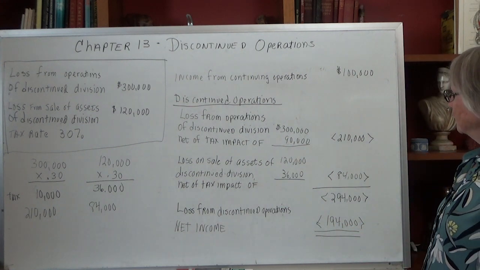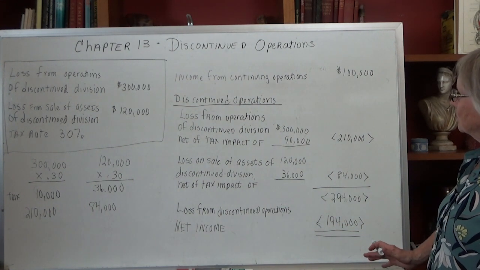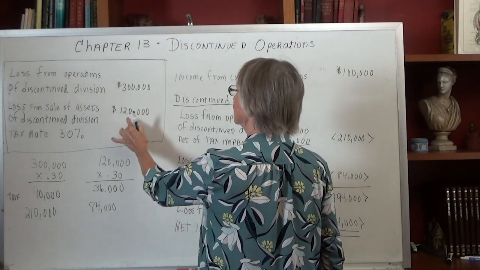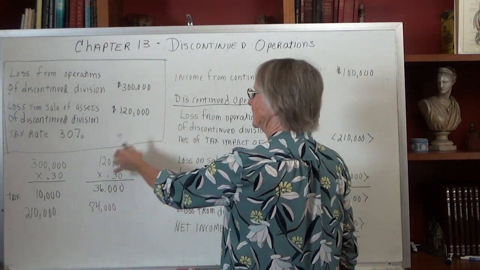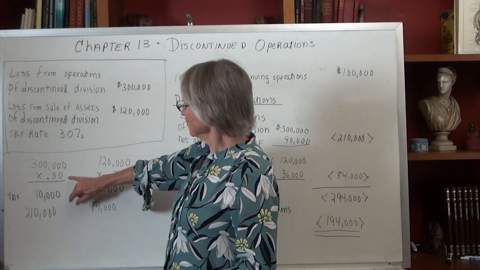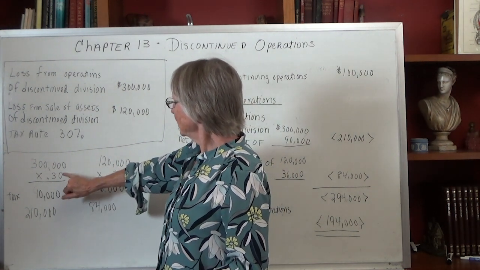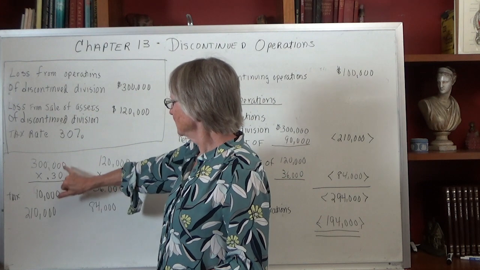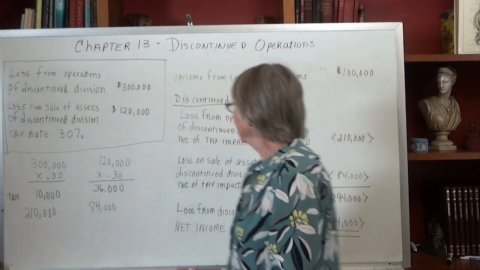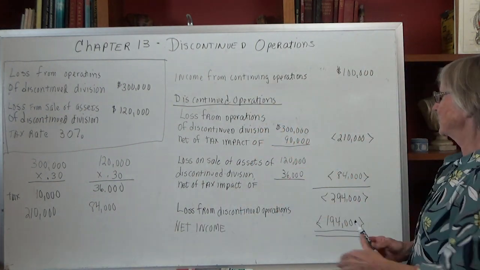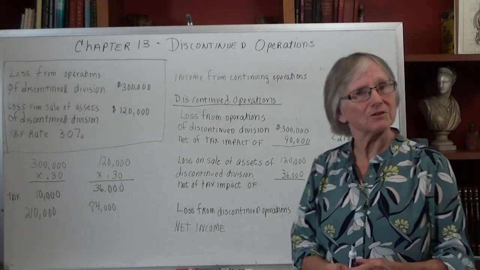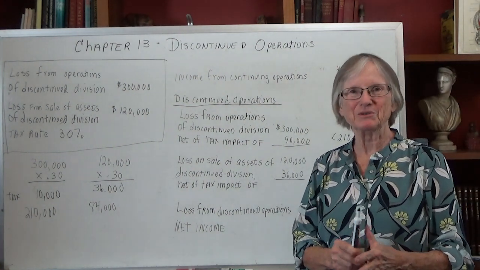So the main points they need to know: you'll be given the loss or gain, the total amount, and you'll be given the tax rate. These have to be reported net of tax, so you do the total gain or loss times the tax rate to get the tax. The total gain or loss minus the tax gives you the net amount, okay? And then you can work out a format that makes sense to you, but this is the information that needs to be provided when you're doing discontinued operations.